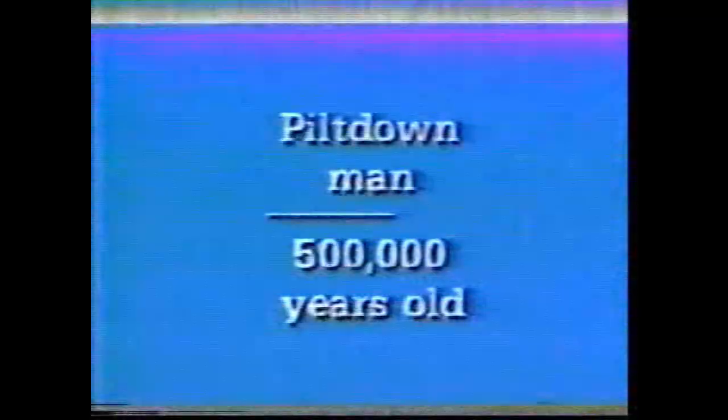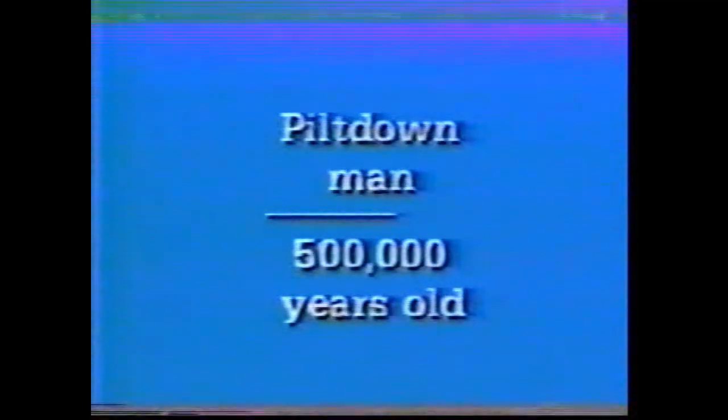From that single tooth, evolutionists constructed its flesh, hair, and family. But a few years later, the scientists discovered that the tooth did not belong to a prehistoric man, but to an extinct pig. The third man in our history I'd like to discuss is the Piltdown man, supposedly 500,000 years old. It was found in 1912, and for 41 years it was accepted as being in man's evolutionary ancestry.